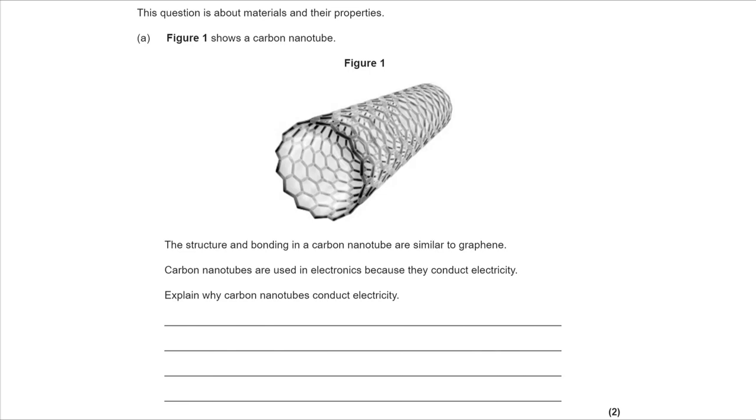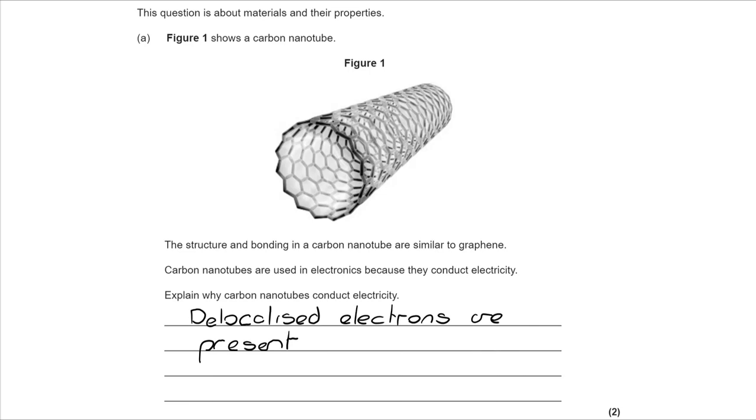Moving back to part A, we have a carbon nanotube. The structure and bonding is similar to graphene. They're used in electronics because they conduct electricity. Explain why carbon nanotubes conduct electricity. So we know about graphene, we know about graphite, and we know it conducts electricity from the general notes. This is an application question of that.